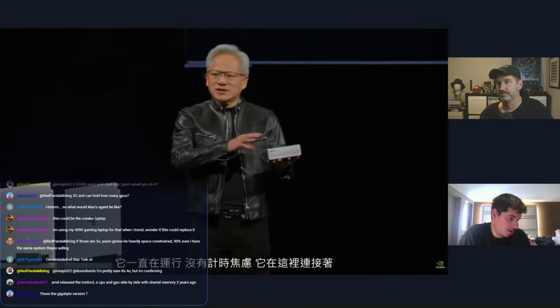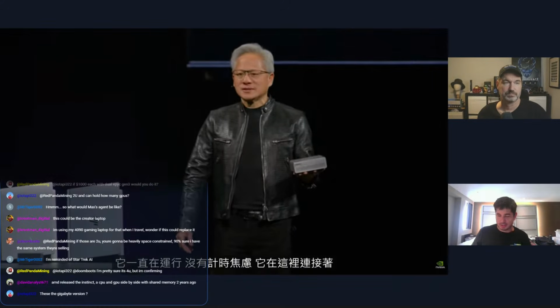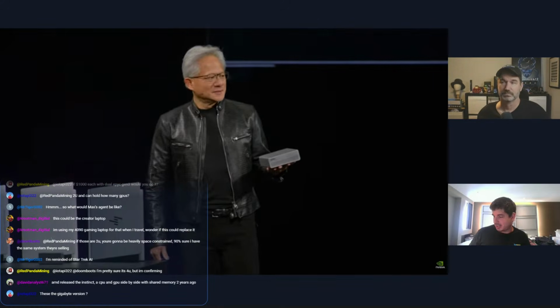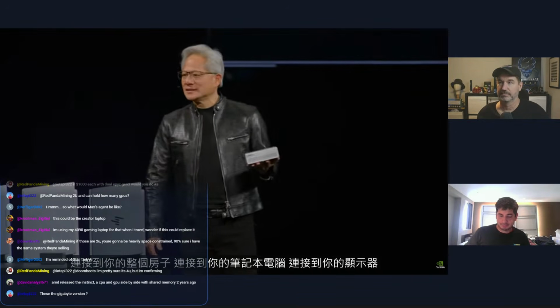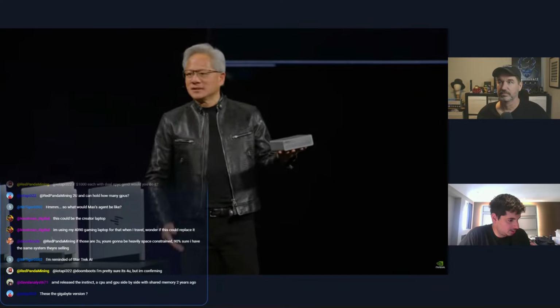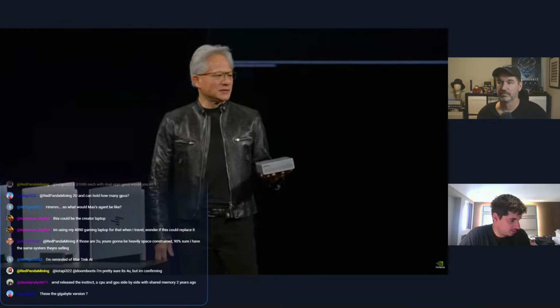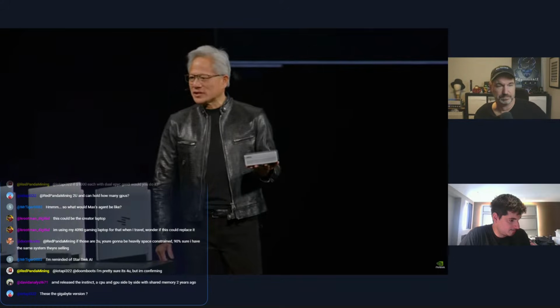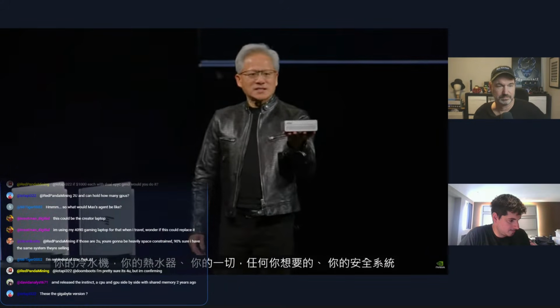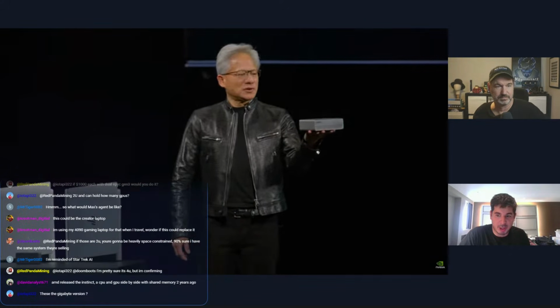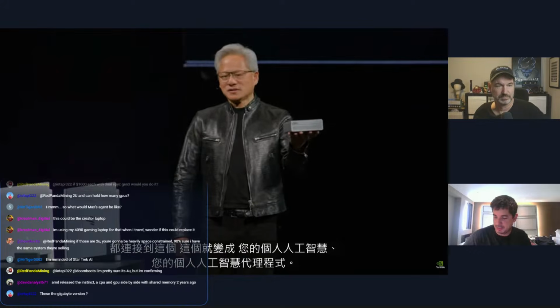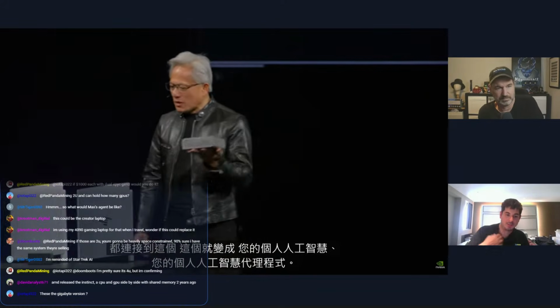And it's sitting here connected to your whole house, connected to your display, all the cameras, your dryer, your water cooler, your water heater, your everything, whatever you want. Your security system, all connected to this, and this becomes your personal smart house AI agent. Keep it off the network, in your own hands.